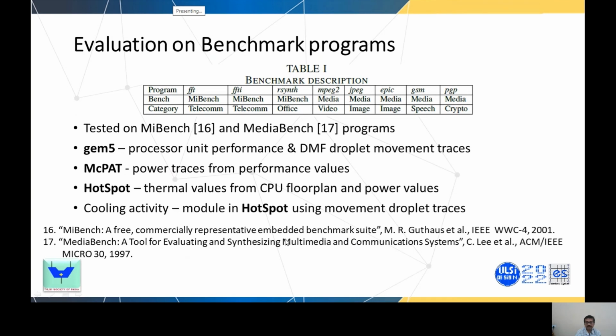So the 8 benchmark programs have been considered, belonging to the MI and the media branch, and the MACPAD, the GM5 MACPAD and HotSpot combined together to find out the performance values, power traces, the thermal values, and the cooling activity, a module which has been added to the HotSpot that uses the droplet movements to do the cooling activity.